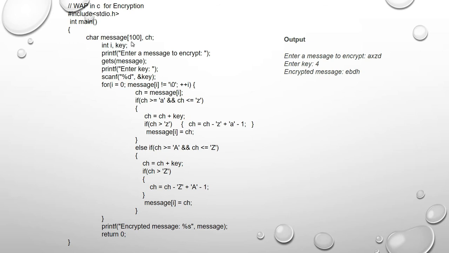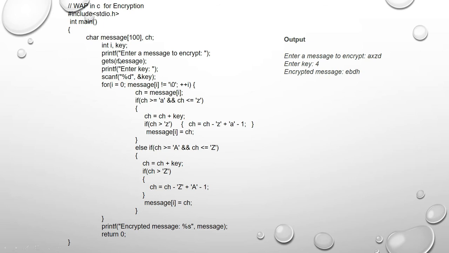As per this program, a message variable is defined as a character type variable of size 100, and it's a string type of variable. One choice entry option is there, the ch, which is character type and accepts only a single character. Two integer variables are there, i and key. i is for looping and key is for accepting the key value.